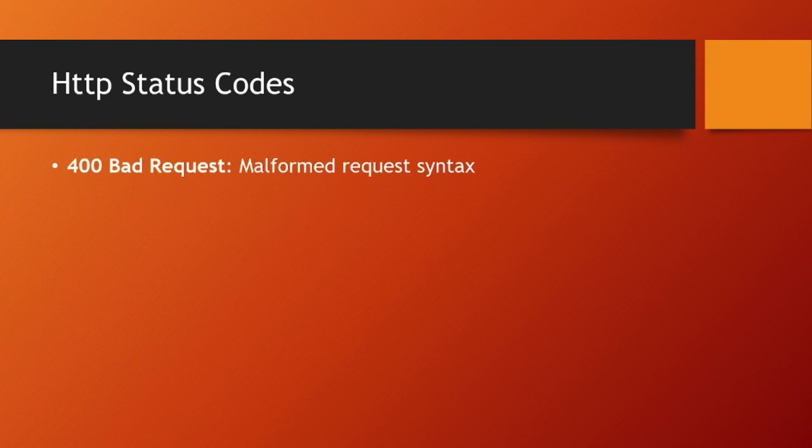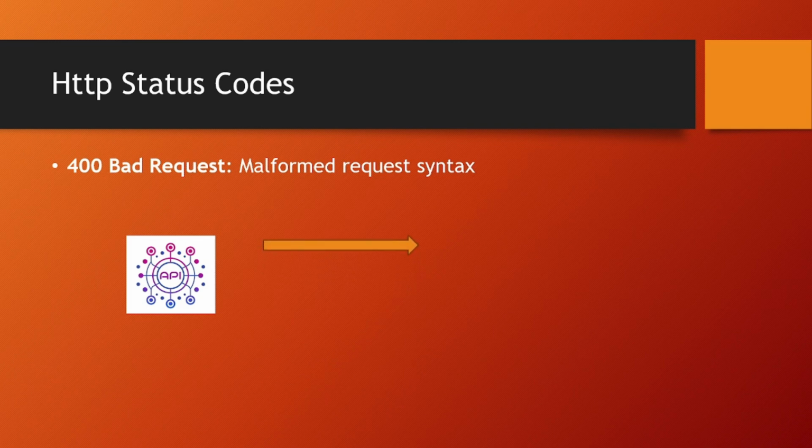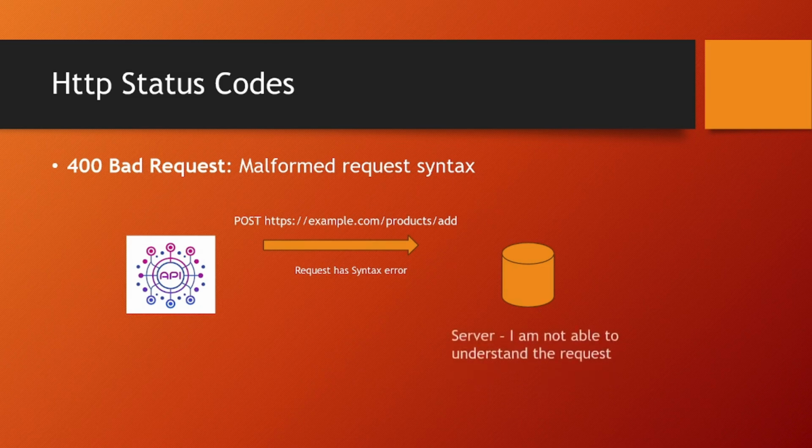So the very first in the 4x series is the 400 bad request. As we have already learned in our previous video, 400 status codes are related to client-side errors. So what happens in this 400 bad request? Whenever there is a request from the client, if it has some issues, what kind of issues? It could be syntax issues in the request body, or a missing header, or an issue with the header or with the parameter.